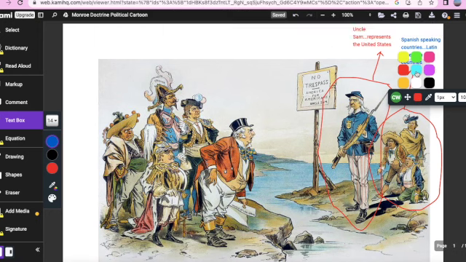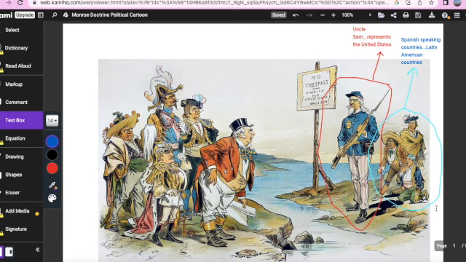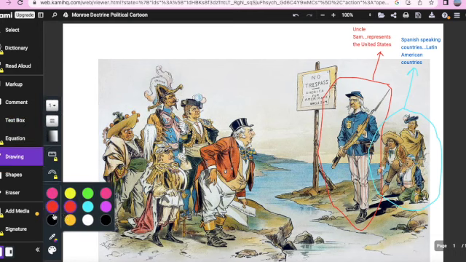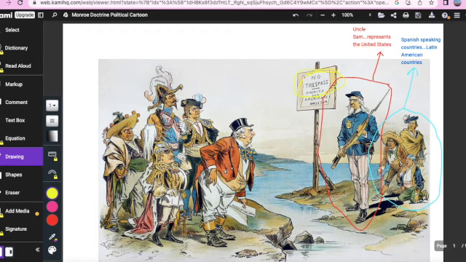Now, if you look here, can I change? I'm going to change this color. Yeah, okay, good. So if we look here, it kind of looks like these Latin American countries are hiding behind Uncle Sam, the United States. That's interesting. If we look here as well, in this sign, let's go back to drawing. This sign, no trespass. No trespass. That's interesting. So we have a sign there.